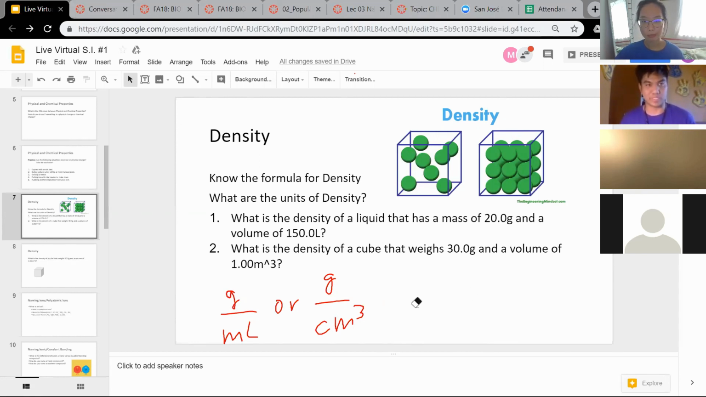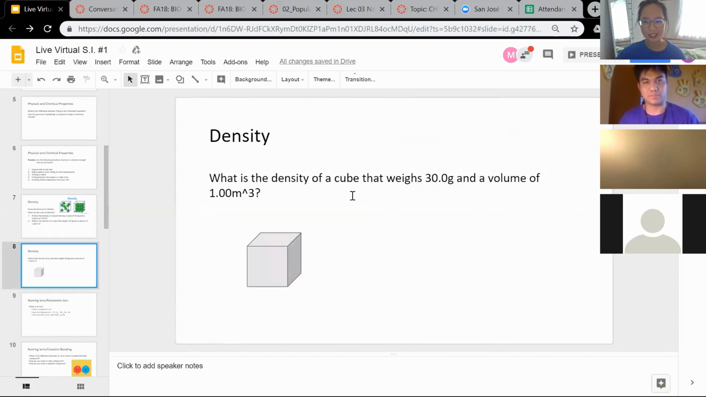It'll prevent any mistakes. All right, so we're going to do the next problem. I believe it's in the next slide. Wait, do you want to do the next problem or me? Well, yeah. I'll do it. All right. So, what is the density of a cube that weighs 30.0 grams and has a volume of 1 meter cubed?